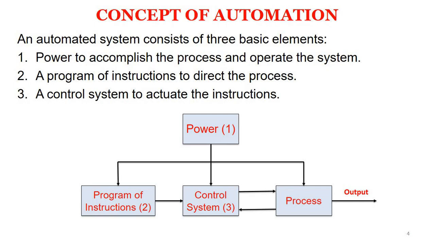And the last one is the process. The process is the actual process performed by the machines. Sometimes it can be manufacturing, sometimes welding, sometimes machining. It means we can use different types of processes. And the last one is the output.